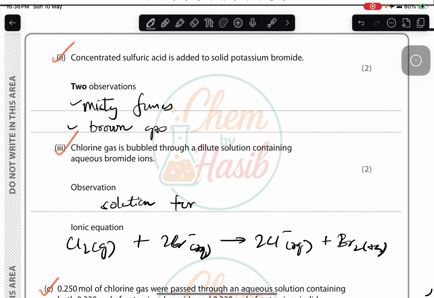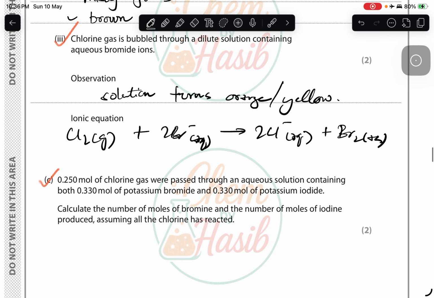Or you can also write yellow because bromine water also looks yellow, right? Now we move to question number C. Question number C is an interesting question.